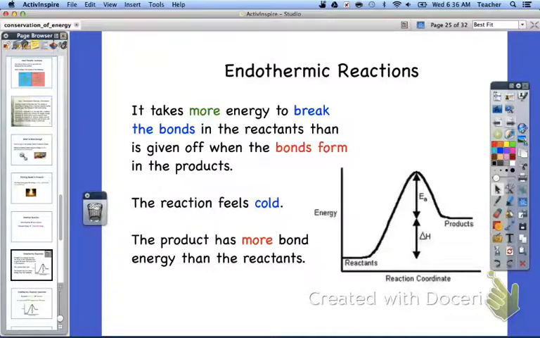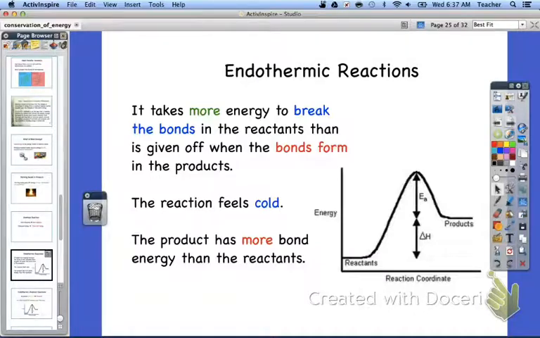In an overall endothermic reaction, it takes more energy to break the bonds in the reactants than is given off when the bonds form in the products. Now that energy comes from the environment, so it makes the reaction feel cold because it's drawing heat away from the environment. So you'll know an endothermic reaction if the temperature goes down and it feels cold. Now in this case, the product has more energy stored in the chemical bonds than the reactants did.